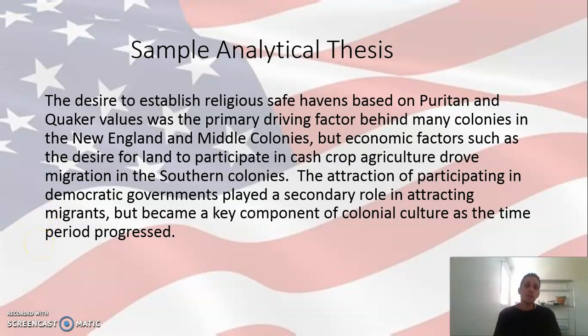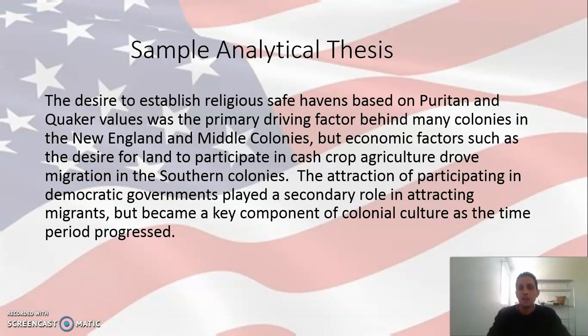So there's a couple things about this sample thesis that make it pretty good. The first one is that it's much more detailed in specifics than the first one that I gave you. It references the Puritans and the Quakers. The other thing that I like about it is that it focuses on specific regions. So it says this was a driving factor in New England and the Middle colonies. So that's a complex way of looking at it. And then it says in the South, it was more driven by desire for land and cash crop agriculture. Now, that's nice. That's a good way of looking at these different regions.